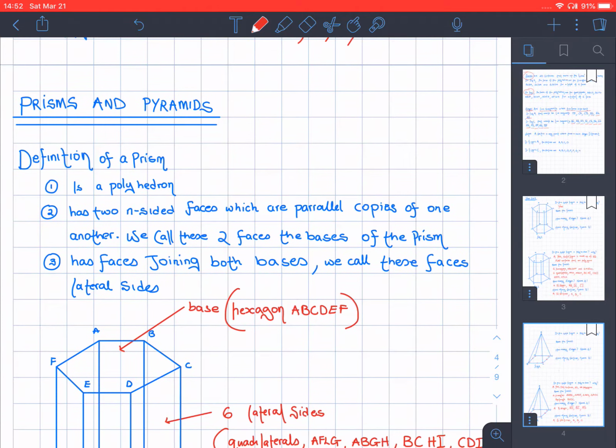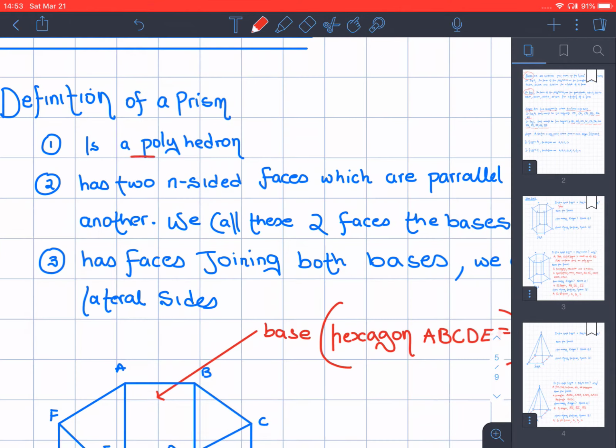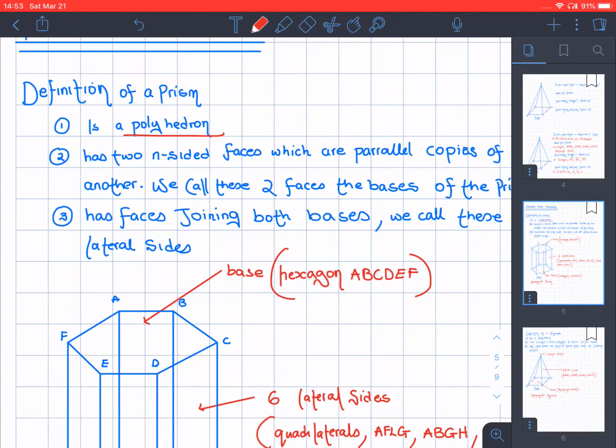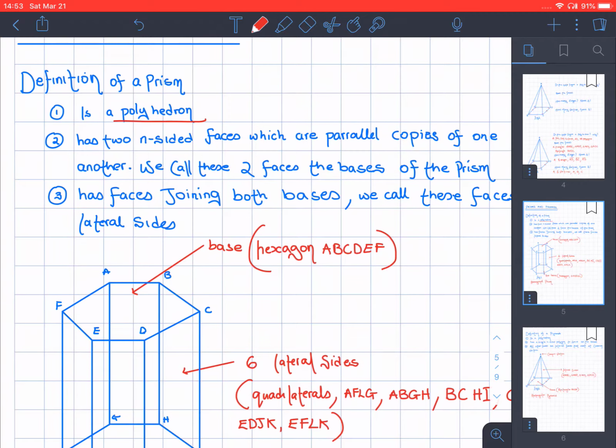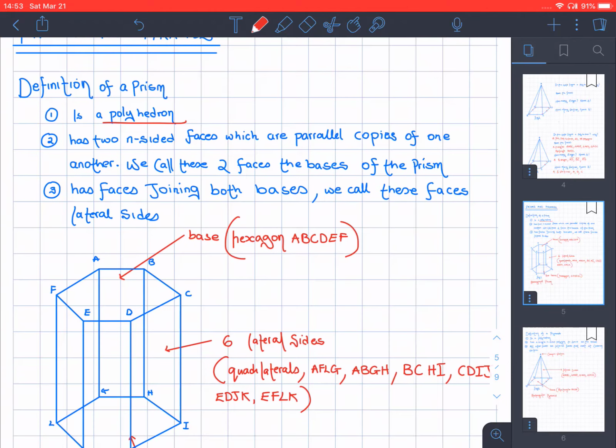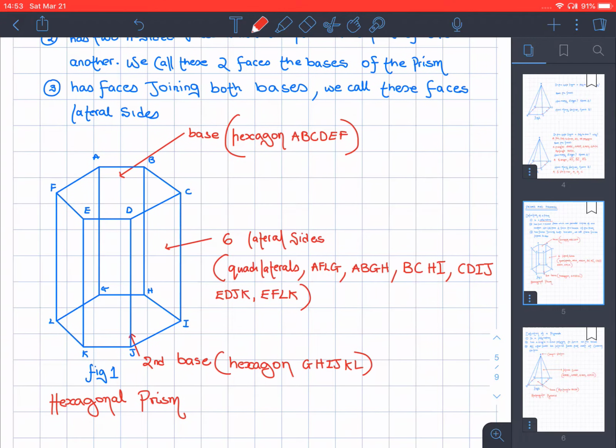So the next thing we're going to look at are specific kinds of polyhedrons called prisms and pyramids. Each of these types of polyhedrons has specific criteria that makes them what they are. So obviously, first for a prism, it is a polyhedron. It has to be before you can call it a prism, but it has two bases, and they're n-sided faces which are parallel copies of one another. So that's how we define them. There are two n-sided faces that are parallel copies of one another, and we call these two faces the bases of a prism. So look down in figure 1.